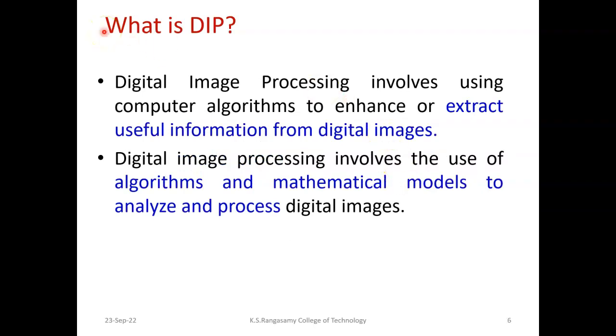Next, what is digital image processing? It involves using computer algorithms to enhance or extract useful information or data from our digital images. Image processing involves the use of algorithms as well as mathematical models to analyze and process digital images.